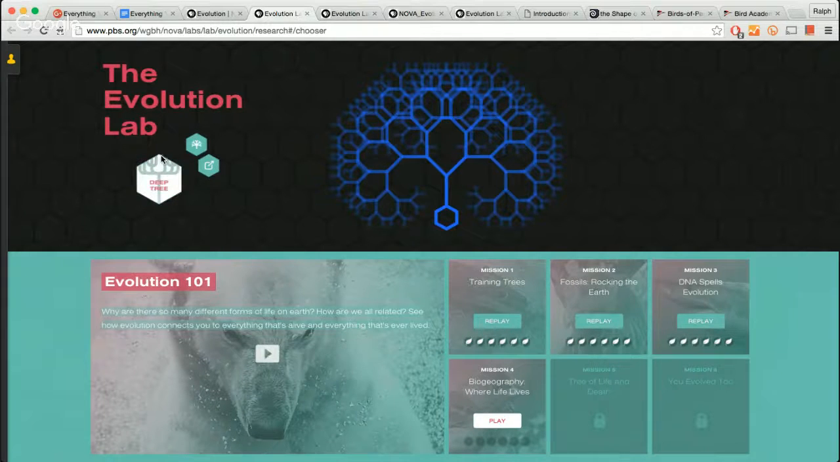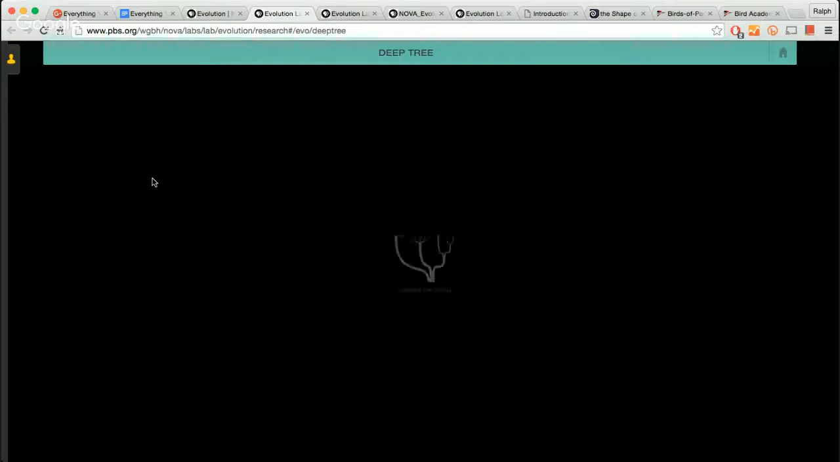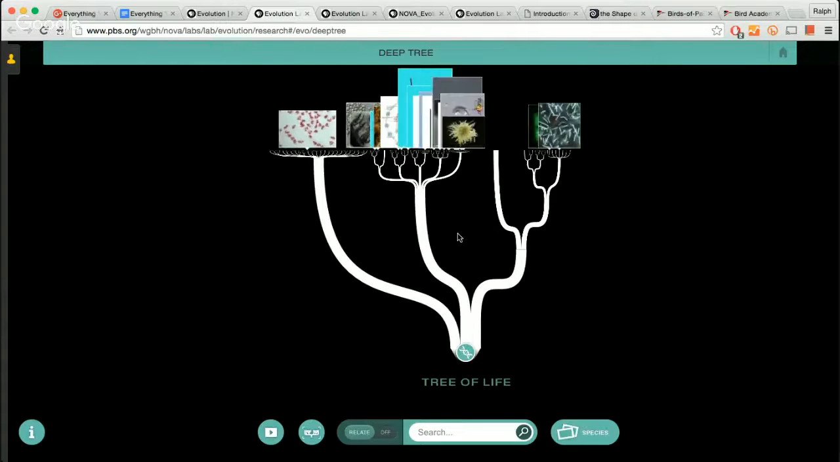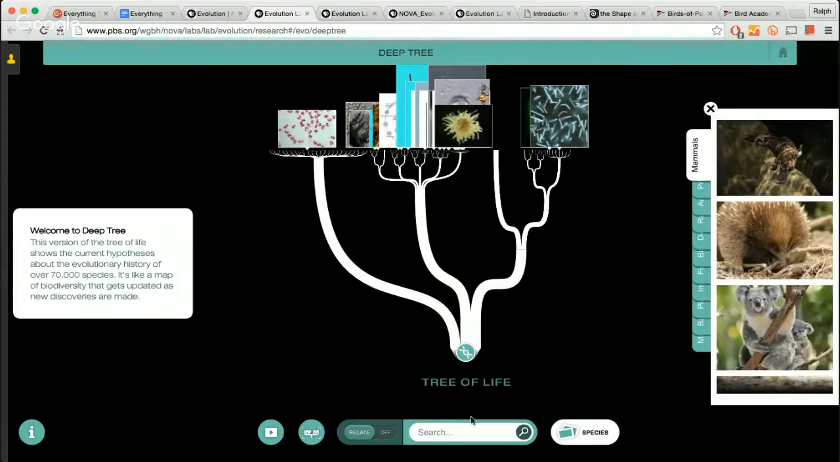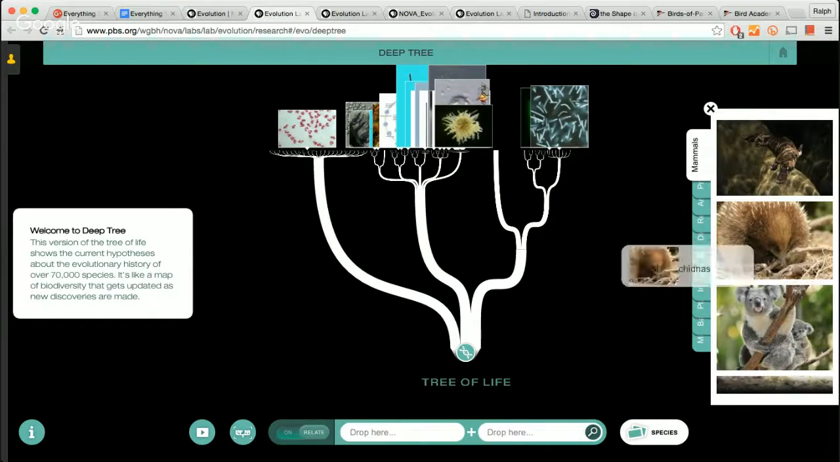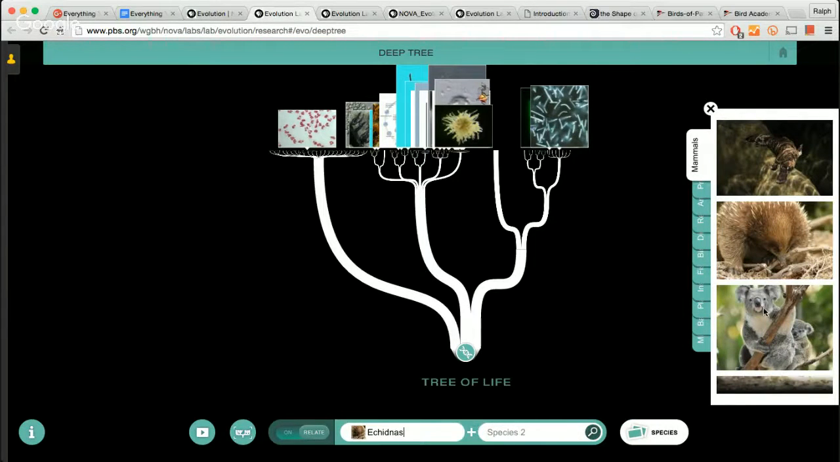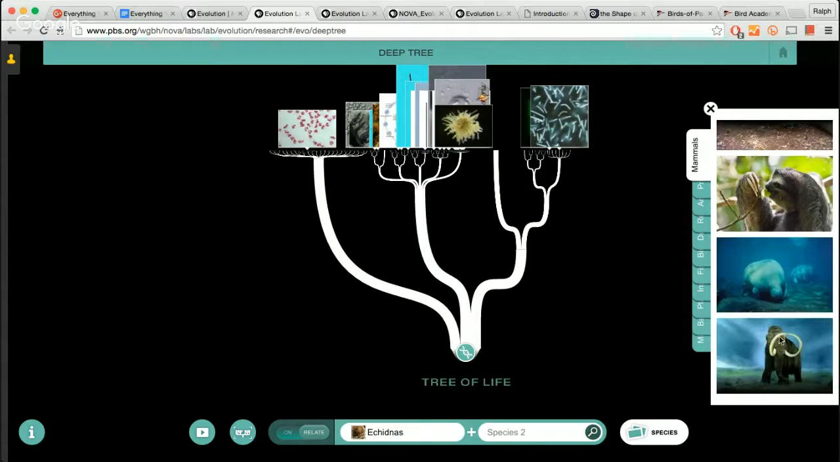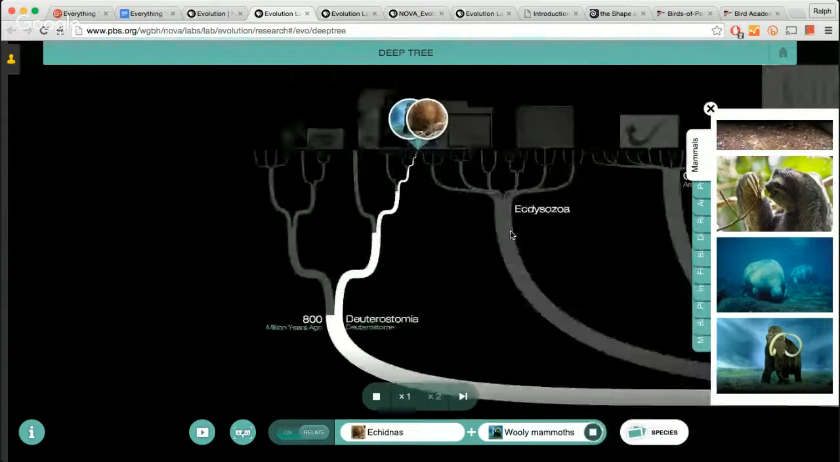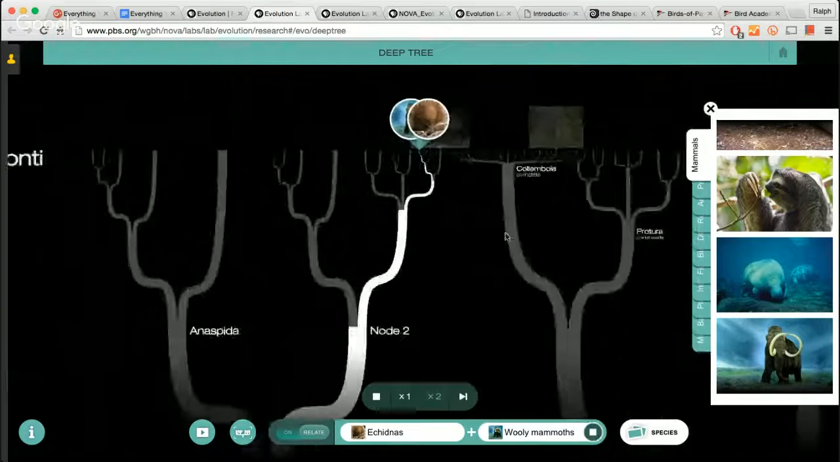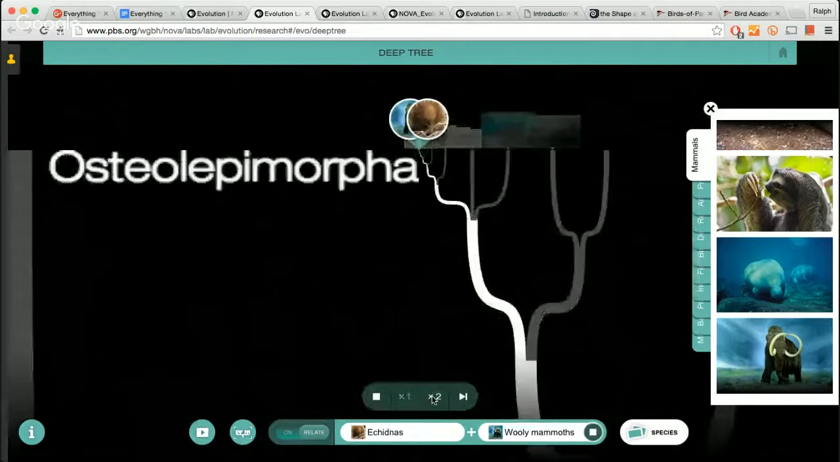In addition to that, there's also an activity called the Deep Tree. And the Deep Tree is essentially a huge interactive tree of life. It's a very open-ended activity where students can explore different species. And you can actually do a really cool thing here where you can compare any 2 species. So say we want to compare an echidna and a woolly mammoth. And the tree actually flies you through this huge phylogenetic tree and shows you some of the traits that these 2 species have in common.